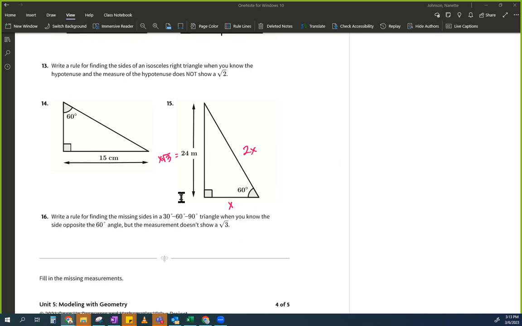So the very first thing I do is label my sides according to x, 2x, x root 3. And then I'm going to solve whatever equation I have. No equations here, no equations here, an equation here. And I'm basically looking for what x is going to be. So I'm going to solve this equation that says x root 3 equals 24.